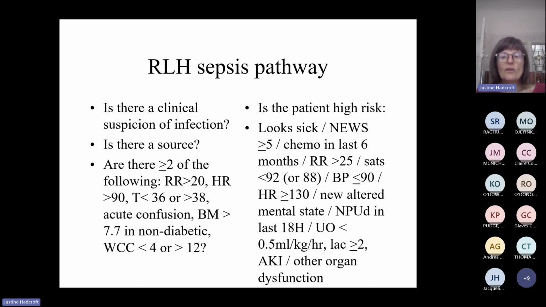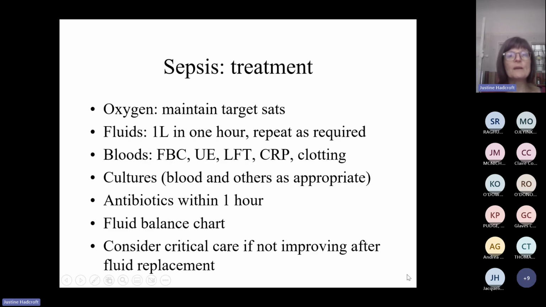And the higher your respiratory rate, the worse your sepsis is and the worse your prognosis is. So as soon as your respiratory rate is going above 25, your sats are less than 92, your blood pressure low, your heart rate very high, confusion, not weeing much, AKI or evidence of other organ dysfunction, those patients are high risk and might need to go to ITU if that's appropriate.